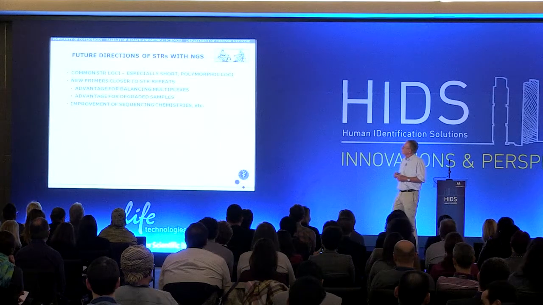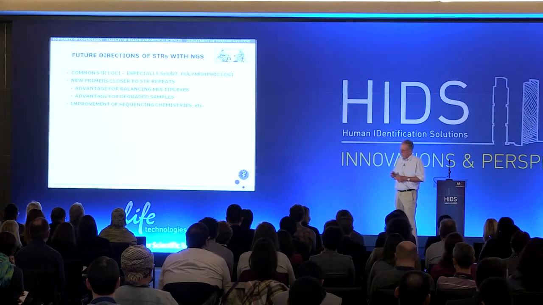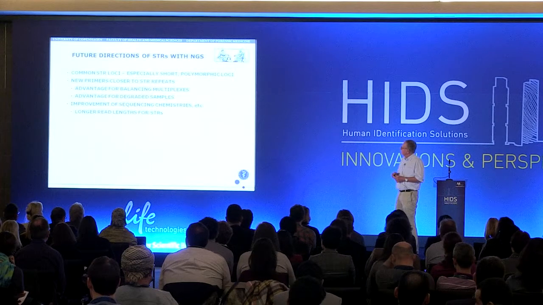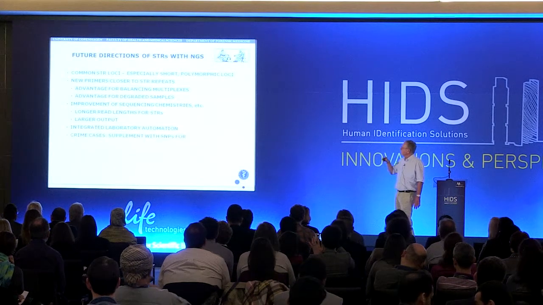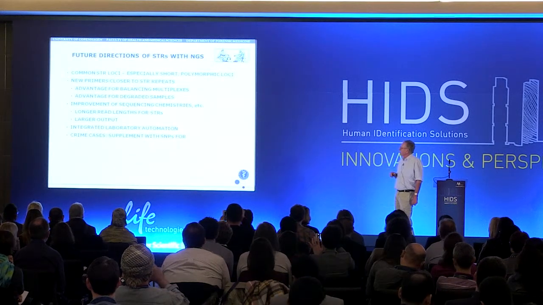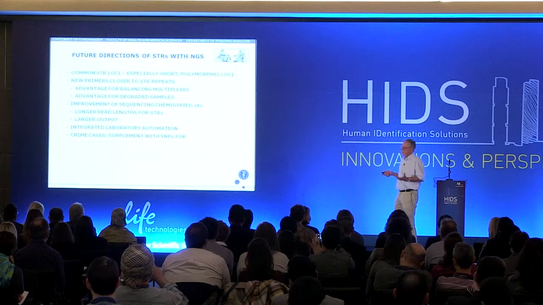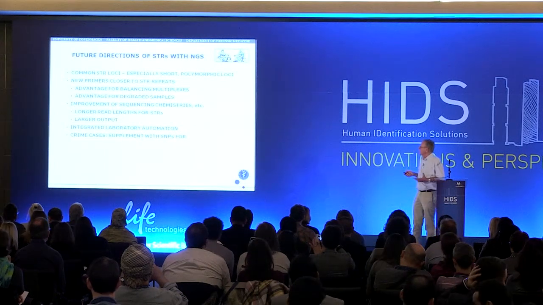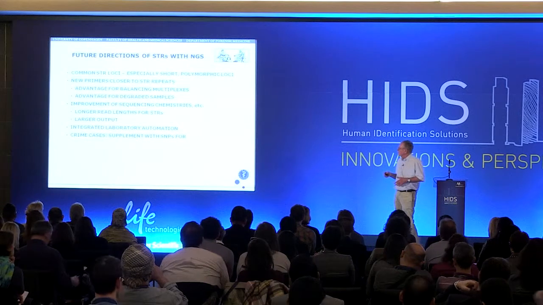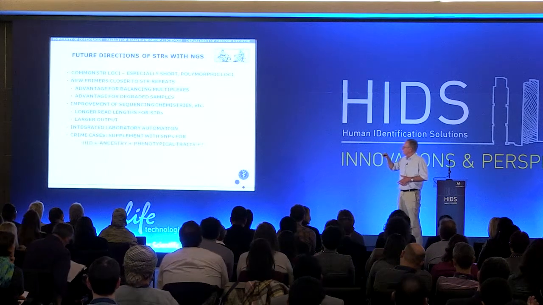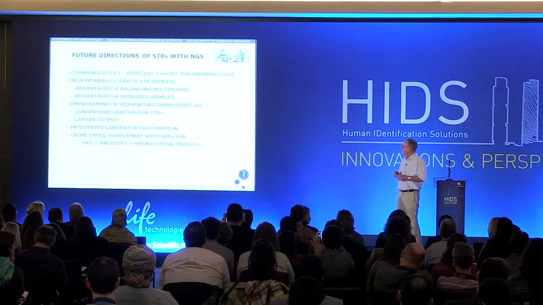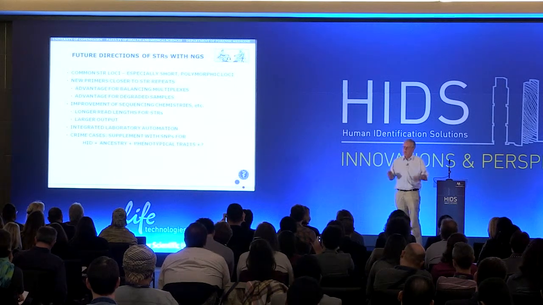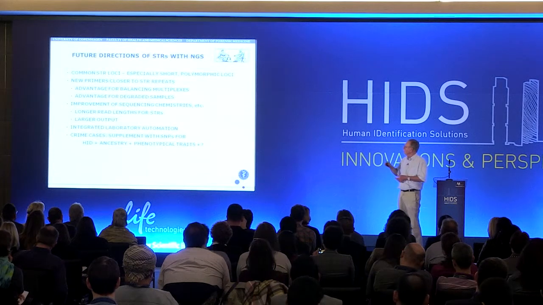And then we hope for improvements of the sequencing chemistries with longer read lengths for the STRs and larger output, and laboratory automation. And for the crime cases, this will obviously be very nice, because we now can get some supplemental information with the SNPs for not only human identification, but also ancestry and phenotypical traits and other things that may be of importance.